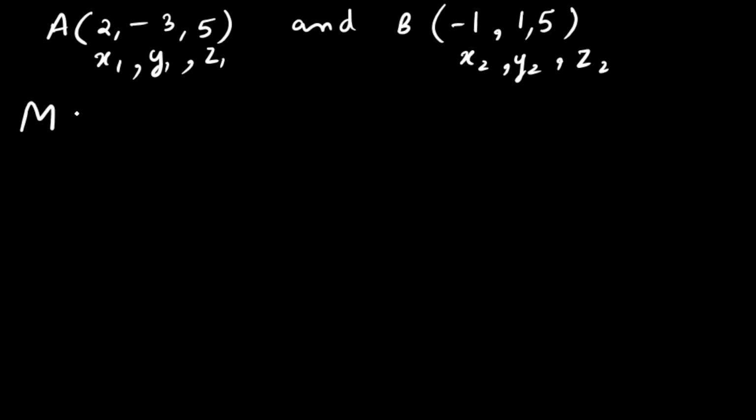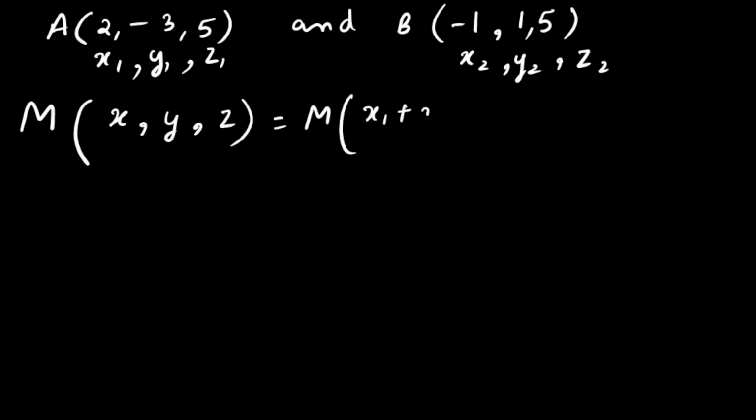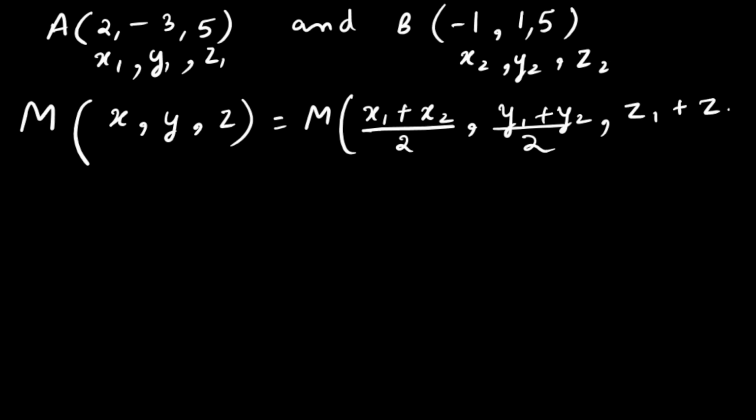So, the midpoint formula, where M is the midpoint of line segment AB. Directly, we have to find the midpoint coordinates. So I can write M, where x is (x1 plus x2) by 2, the y coordinate is equal to (y1 plus y2) by 2, and the z coordinate is equal to (z1 plus z2) by 2.